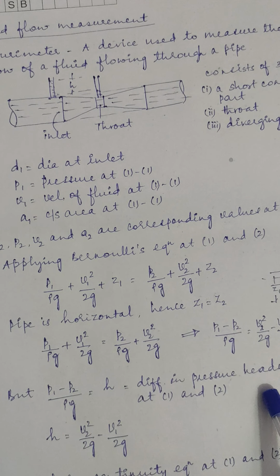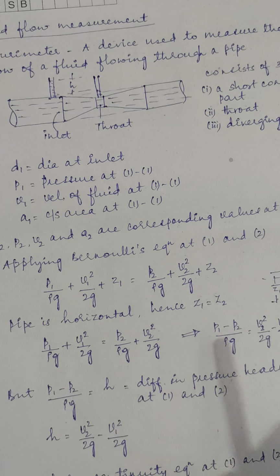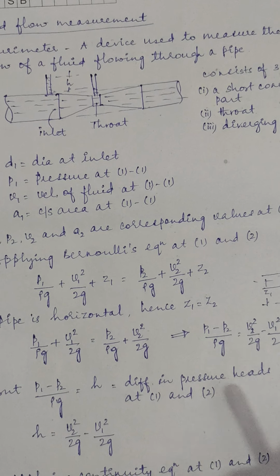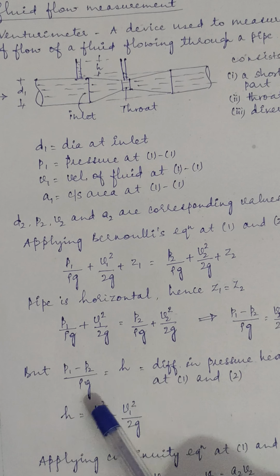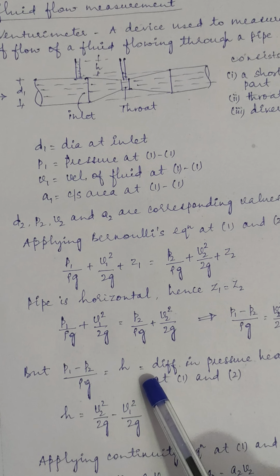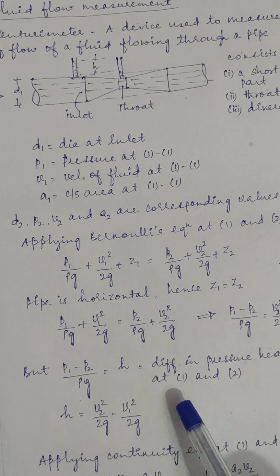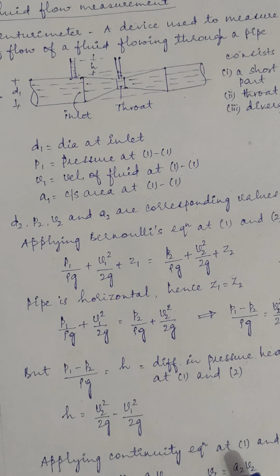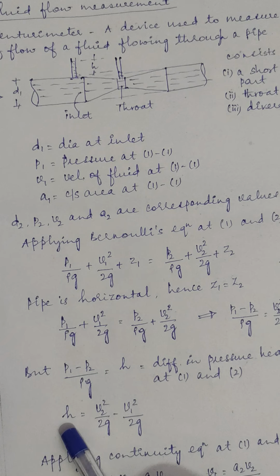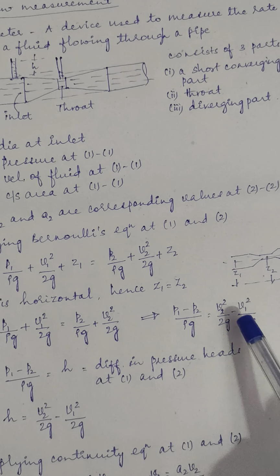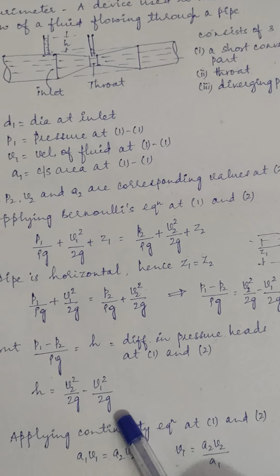This is obtained from the hydrostatic law. The hydrostatic law says that the intensity of pressure increases as the depth of the particular point at which the pressure is to be measured increases from the free surface. So now P1 minus P2 by rho G is equal to H, that is the difference H1 minus H2. This P1 minus P2 by rho G is replaced by H. So H is equal to V2 square by 2G minus V1 square by 2G.